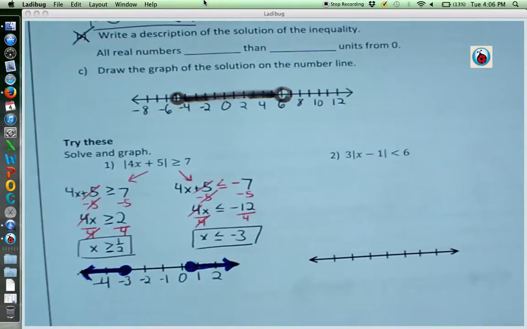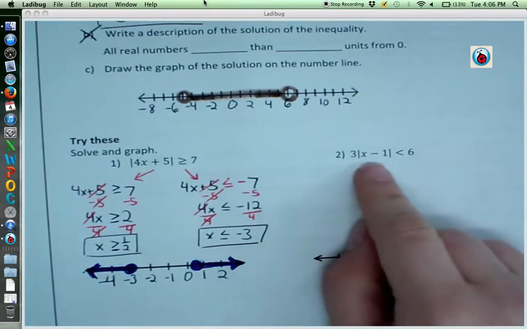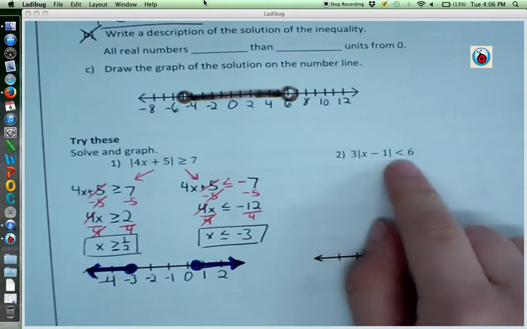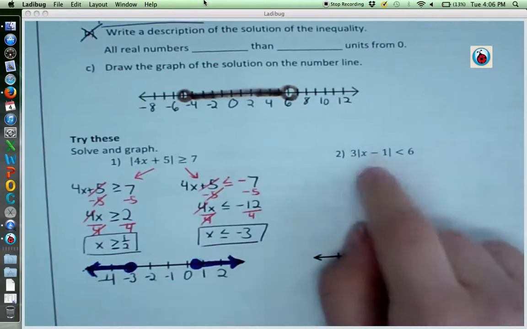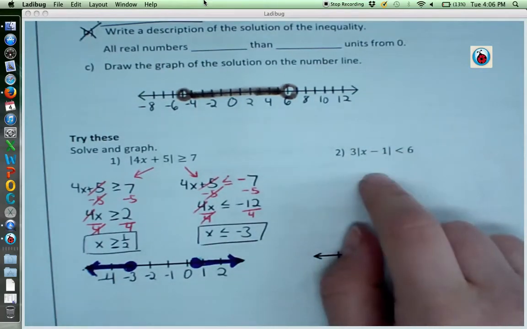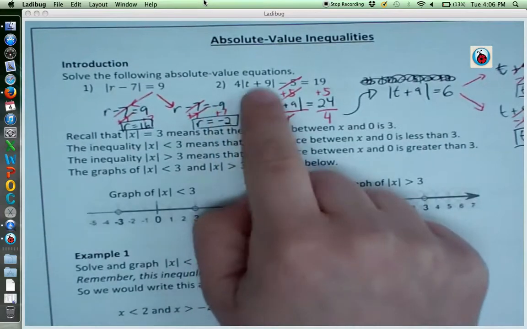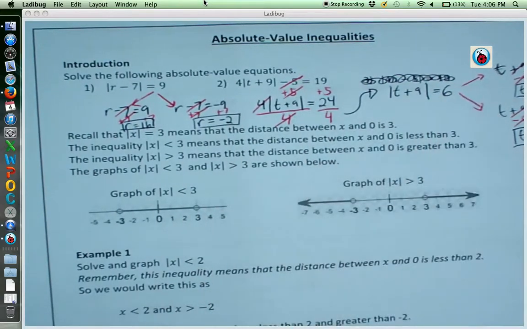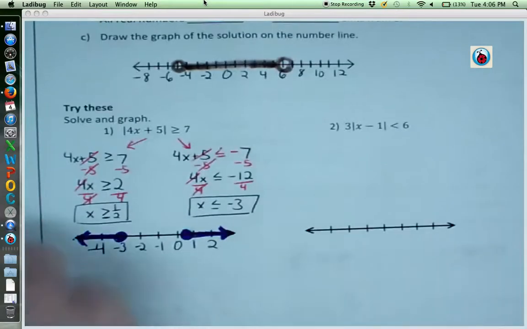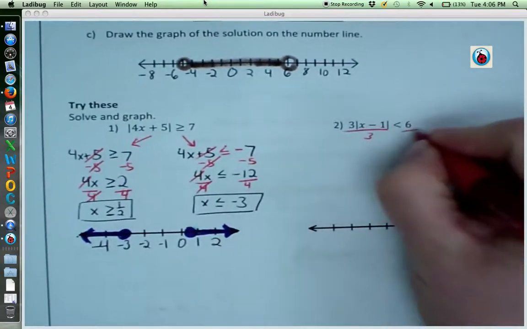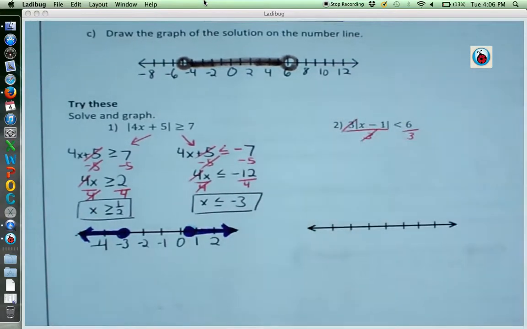Number 2. 3 times absolute value of x minus 1 is less than 6. This one, before I split this into 2 different options, I want the absolute value to be by itself. This is kind of like problem 2 in our introduction. We had to get this absolute value of t plus 9 by itself first before we could split it into 2 options. So that's what I'm going to do on this problem. I'm going to get the absolute value by itself first by dividing both sides by 3 and just get that 3 out of the way so it's not something we have to worry about.